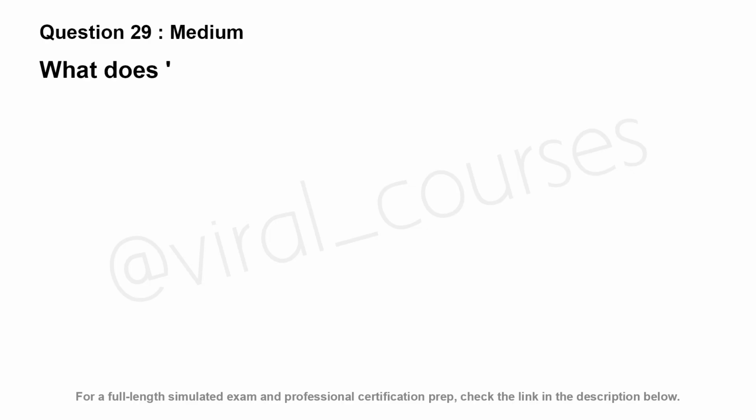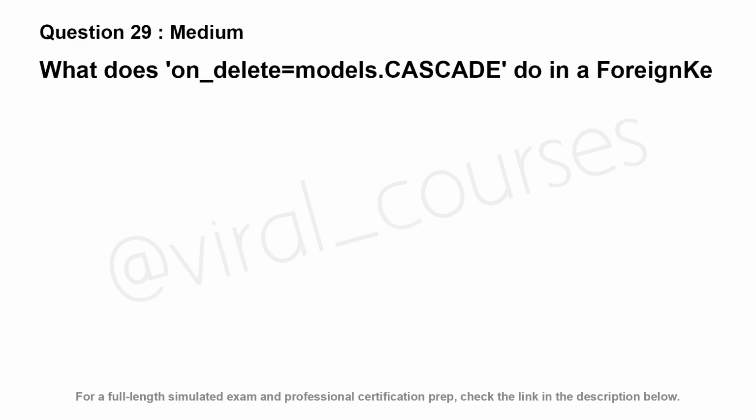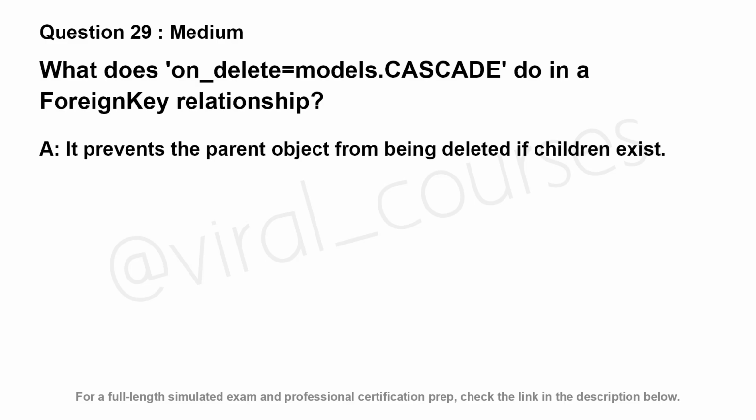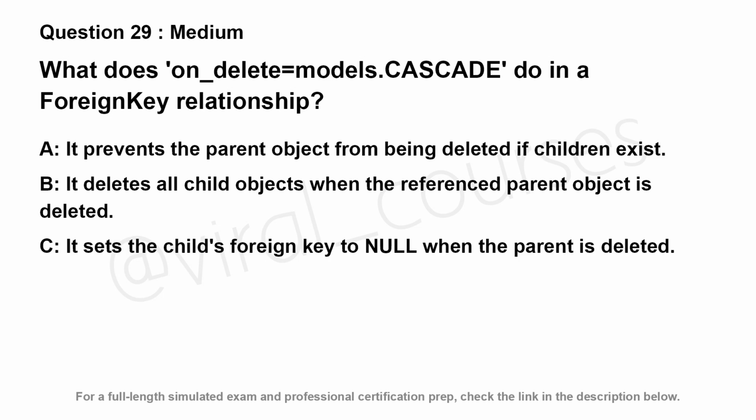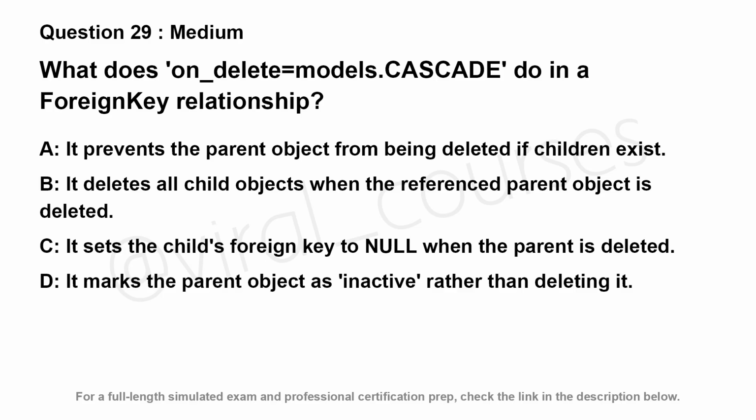What does on_delete=models.CASCADE do in a foreign key relationship? Option A. It prevents the parent object from being deleted if children exist. Option B. It deletes all child objects when the referenced parent object is deleted. Option C. It sets the child's foreign key to null when the parent is deleted. Option D. It marks the parent object as inactive rather than deleting it.